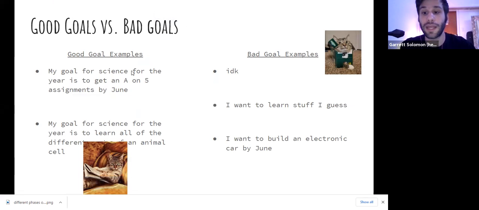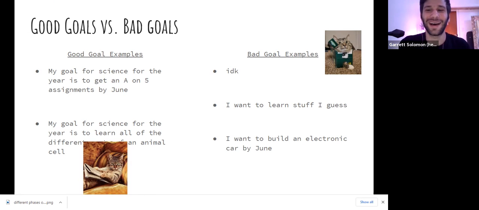And I made it more specific by saying by getting an A on 5 assignments, and that also makes it more measurable, right? Every single time that you get an A on an assignment, you can check it off on your goal. So my goal for science for the year is to get an A on 5 assignments by June. A bad example of a science goal is the bane of my existence, IDK. Please, please, please don't say IDK, because that's just not a goal.